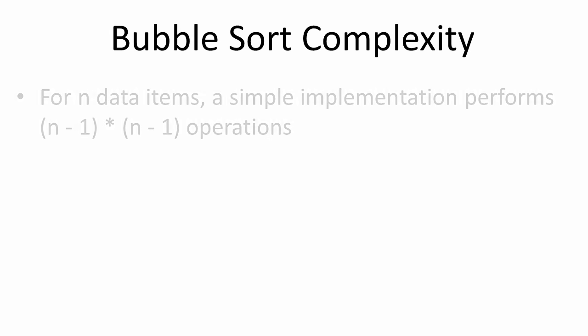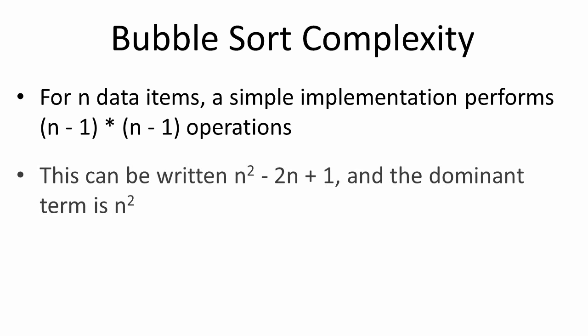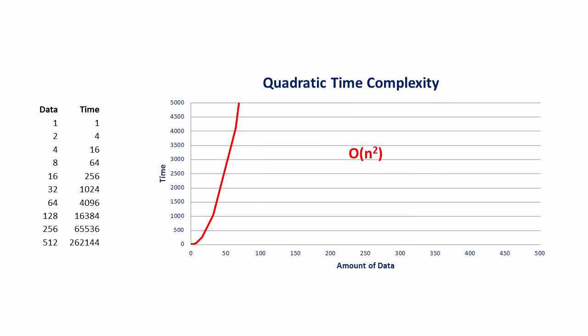So describing this in terms of complexity, for n items of data, a simple implementation of the bubble sort takes n-1 multiplied by n-1 operations. If we expand these brackets out, it can be written n^2 - 2n + 1, and you can see the dominant term is n^2. This is known as quadratic complexity, and in big O notation, we write O(n^2). So this chart actually describes quadratic time complexity.